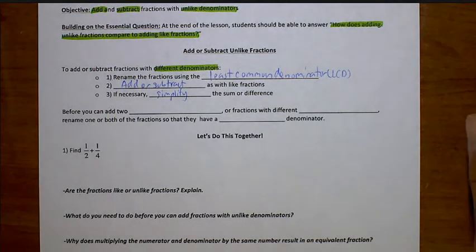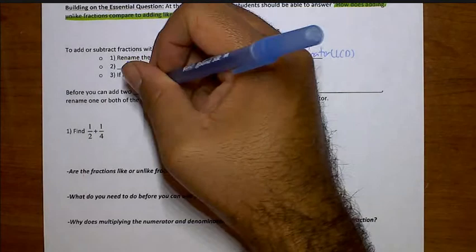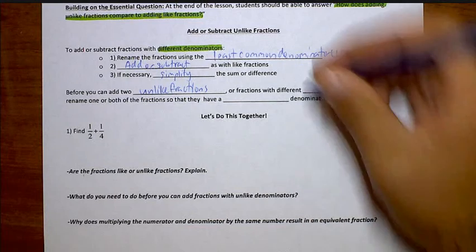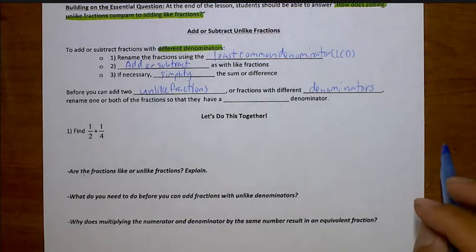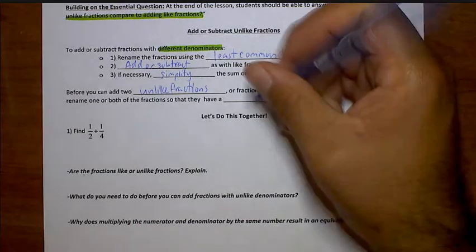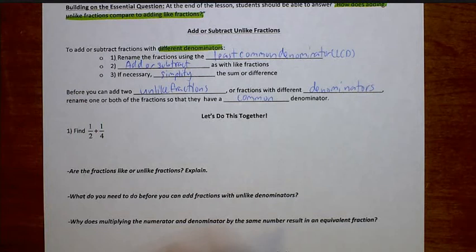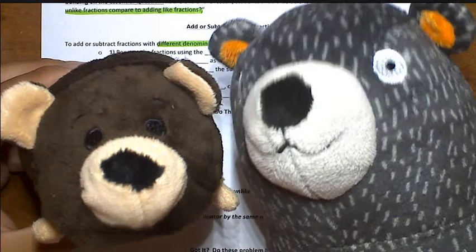Let's continue. Before you can add 2 unlike fractions, or fractions with different denominators, rename one or both of the fractions so that they have a common denominator. So before you can start adding any unlike fractions, you have to make sure that both your denominators look the same. So going back to my little bear example here, we got 2 bears. They are not the same. Although they're friends, we can't actually add them both together because they are different. See you later, guys.